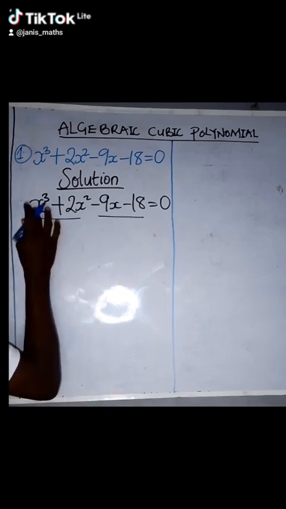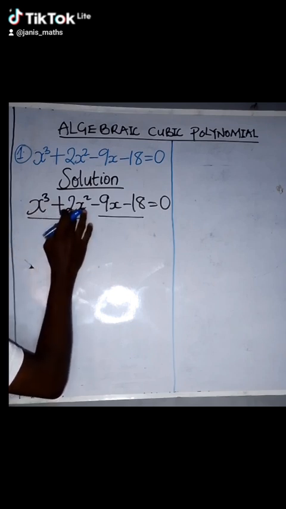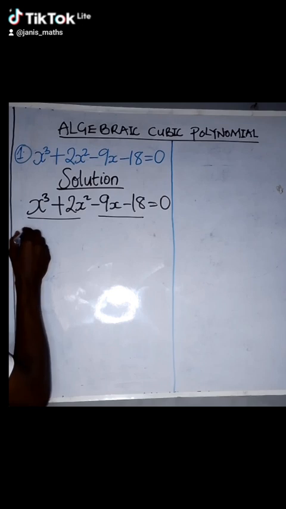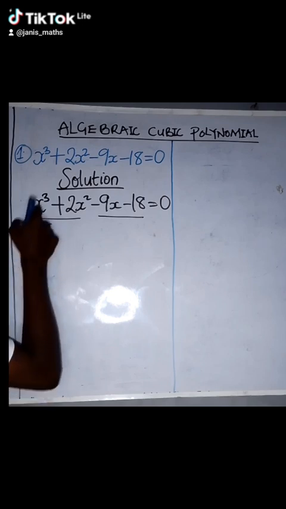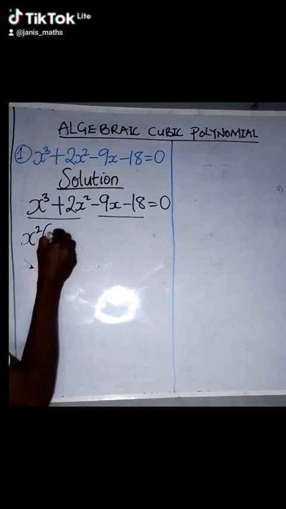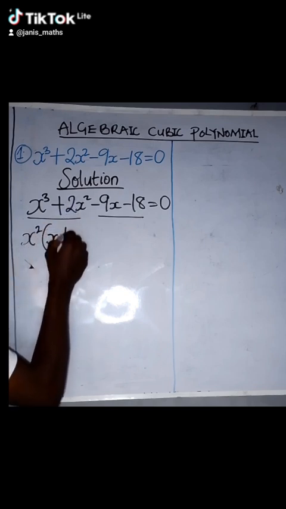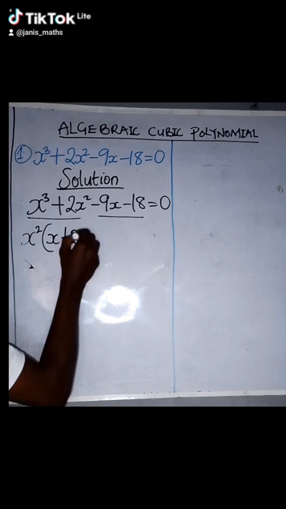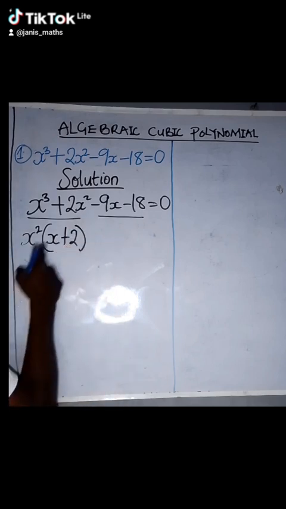Then it now becomes what? What is common here? The highest common factor between x raised to power 3 and 2x squared is x squared. So I can get x squared in both of them. When x squared goes into x cubed, what's remaining? I'm left with x. Then when x squared goes into 2x squared, I'm left with 2. So that's the highest common value.